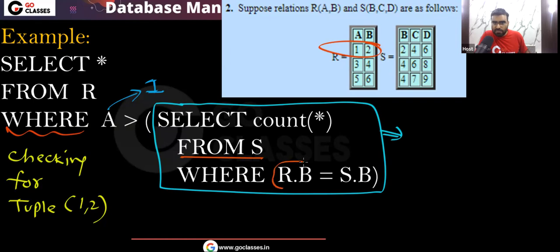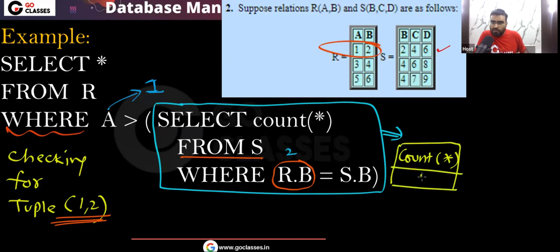What is R.B? Remember, I am checking for tuple 1, 2. So R.B is 2. Yes or no? So where R.B equals S.B, you can see only this tuple will pass. So count star is 1. So the output here is count star, and the output will be 1.